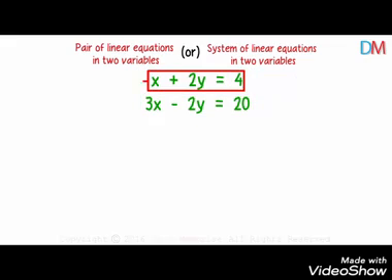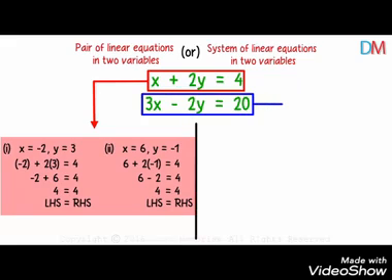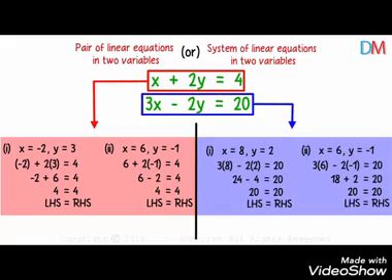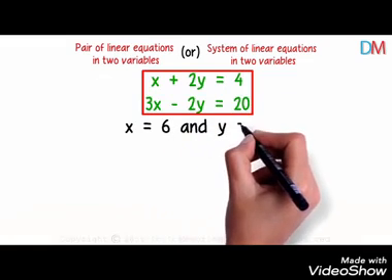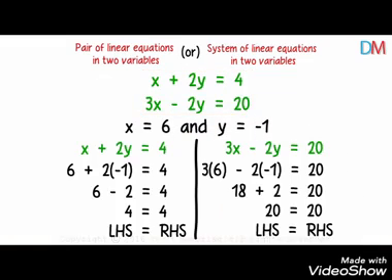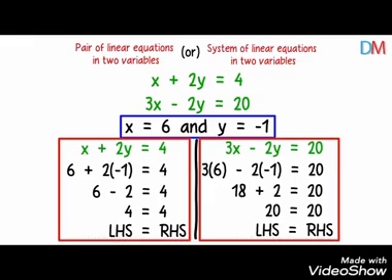Easy. Equation 1 will have many solutions for x and y. Equation 2 as well will have many solutions for x and y. The solution which is common to both will be the solution for this pair of linear equations. Here, the solution will be x equals 6 and y equals -1. You will notice that this set of values will satisfy both these equations.